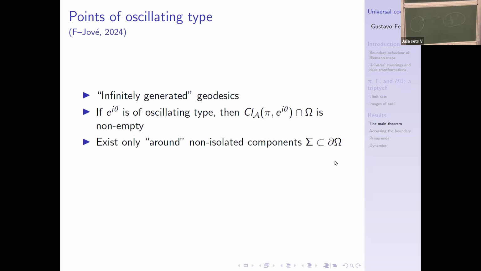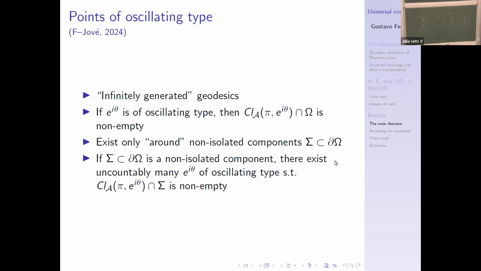And because of how I have to do the winding, these guys, the points of oscillating type, you're going to find them only around non-isolated boundary components of omega. Also, if I have some non-isolated component, like say this one, I can construct uncountably many of these points whose cluster set intersects this boundary component. It's not contained in that boundary component, but it contains it.